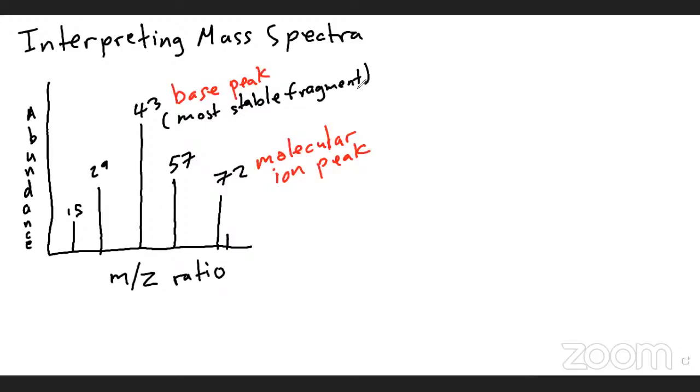Now, some mass spectral data, not all of them, right after the molecular ion peak, you will see a short line after it. So this line, right after the molecular ion, and you will not see a number on it, that is referred to as the M plus 1 peak. So the molecular ion peak is the M plus peak.